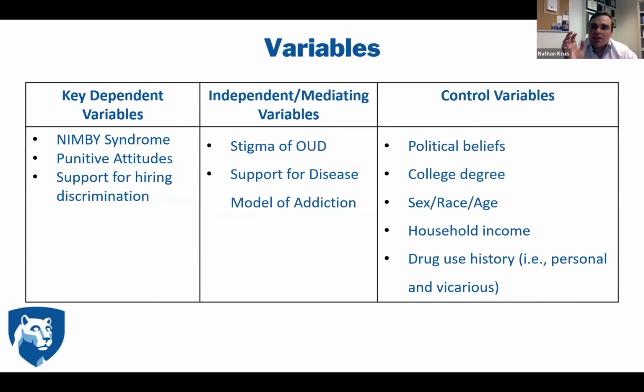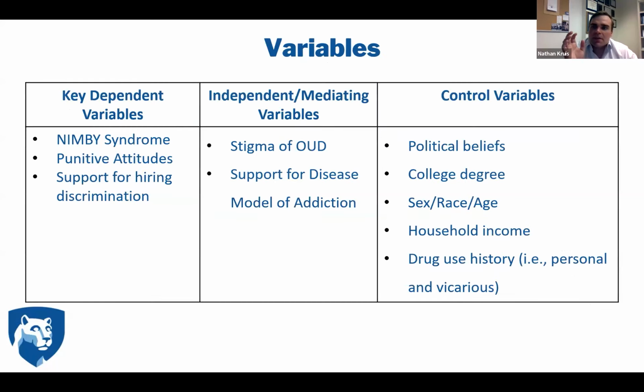The second image here is looking at a similar path, only here the outcome measure is support for punitive treatment, so favoring criminal responses as opposed to medical responses for individuals who are opioid use dependent. And again, we find a very similar model here, that supporting a moral model of addiction is a positive predictor, whereas supporting a disease model of addiction is a negative predictor of stigma. And then stigma in turn shapes positively support for more punitive responses toward individuals who have OUD.